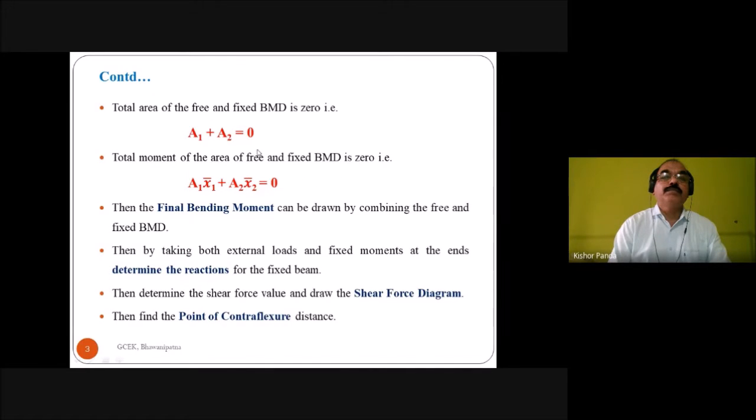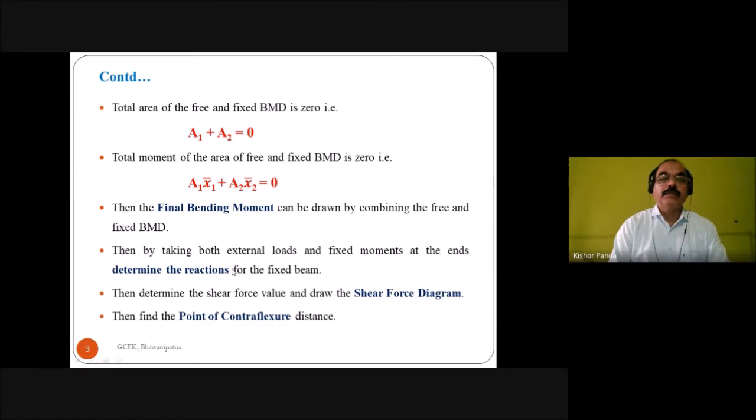and that is, the total area of free and fixed BMD is equal, and total moment of area of free and fixed BMD is equal. Then after using this moment area method, you can find out the unknown fixed end moments MA and MB. Then after getting the fixed end moments, you have to draw the final bending moment diagram or combined bending moment diagram. That is the free BMD and fixed BMD. You have to combine both, you will get the combined bending moment diagram.